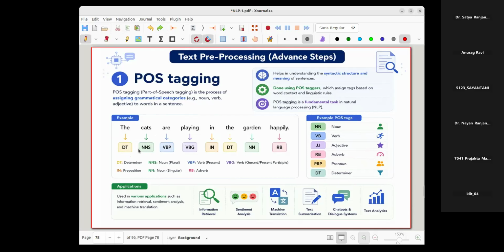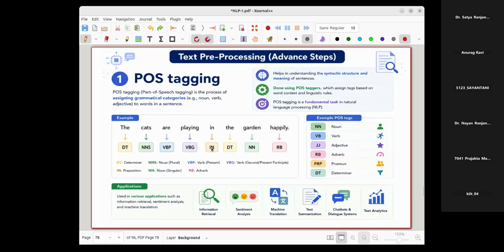Now 'cats' is NNS. NN is for noun, and S is for plural. If it is 'cat', then it will be NN. So NNS means it is a noun and plural. 'Are' is VBP. VBP means verb, and the P is present. In which tense? Present tense. Okay. VBG, 'playing', is another verb, but it is a gerund, or we can say it is a present participle.